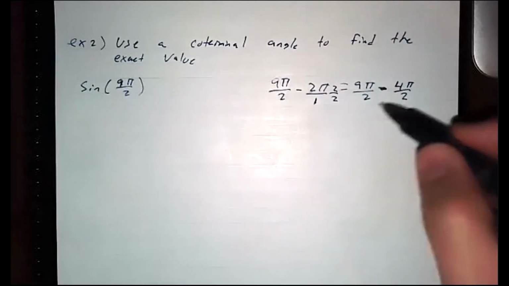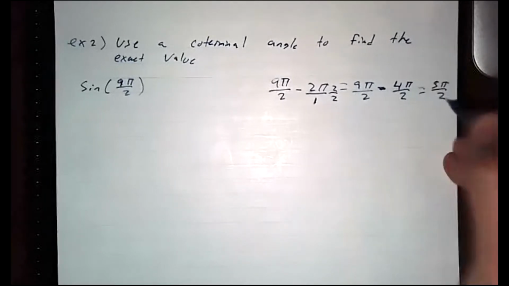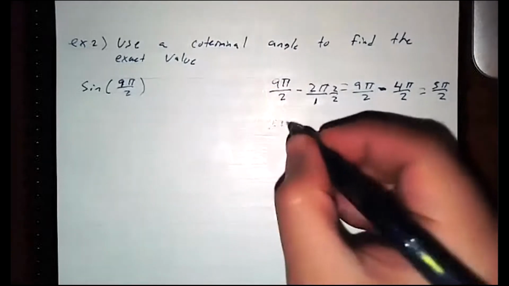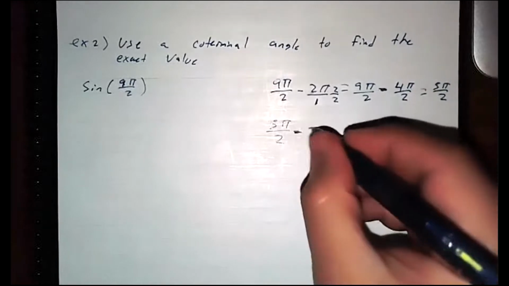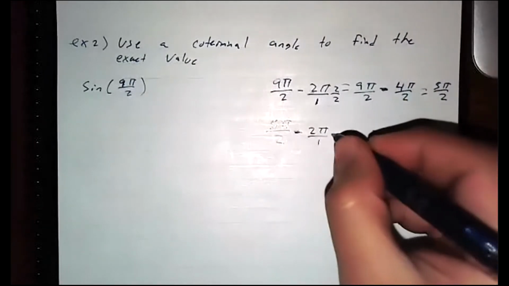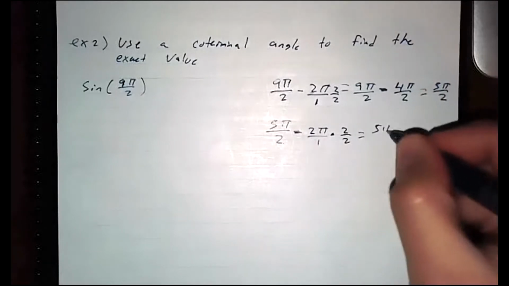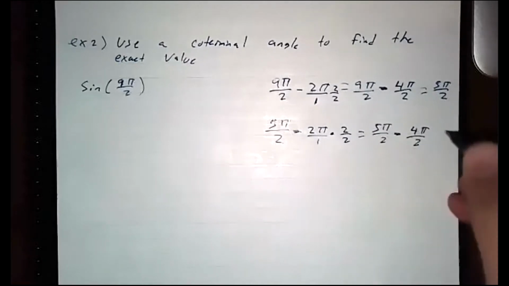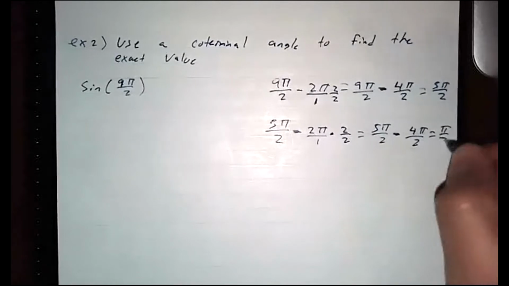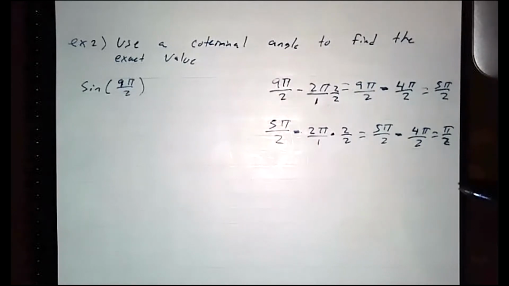So 9 pi over 2 subtracted by 4 pi over 2 is 5 pi over 2, right? Still bigger than 2 pi, so subtract another 2 pi, which requires another 2 over 2. So 5 pi over 2 minus 4 pi over 2 gives us pi over 2. Now we have something less than 2 pi. So we removed enough circles, enough 360s, right?